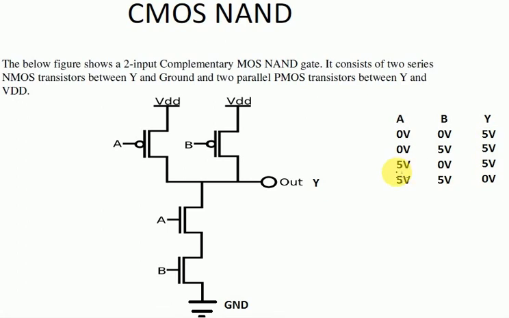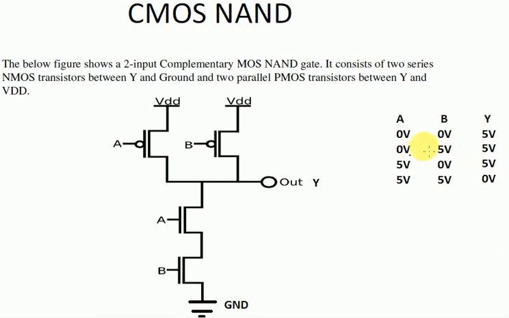As we know, for 0 volt the PMOS is in on state, whereas the NMOS is in off state. So this series NMOS will be in off state. There will be no connection between output Y and ground, and the PMOS are in on state. Therefore, there is a connection between VDD and output Y, so the voltage can pass through this PMOS. So what is the value of Y? 5 volt.